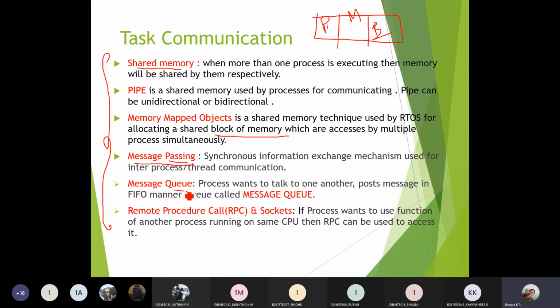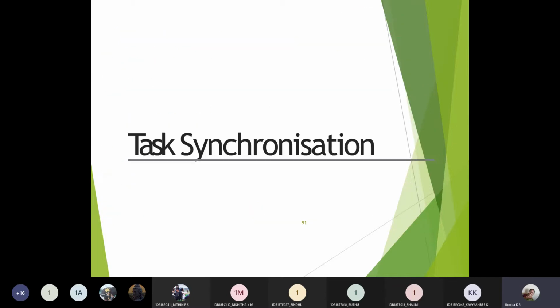Whatever messages you want to pass will be stored in the message queue. Next, we have the last one, RPC, that is remote procedure call, and the sockets. It is used to transfer information between processes which are present on the same CPU, or on a different CPU, or on different CPUs operating on different operating systems. We will follow the authentication process as well between the client and the server when you are transferring the information through the port sockets.